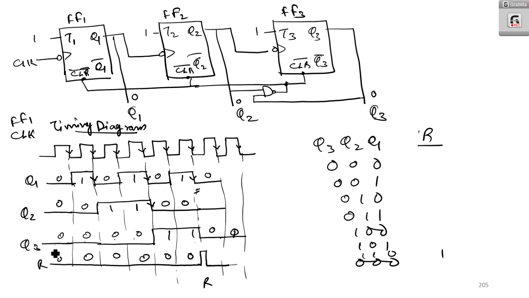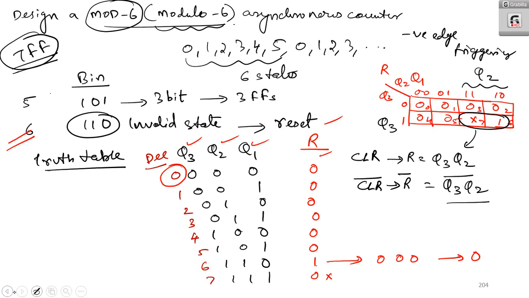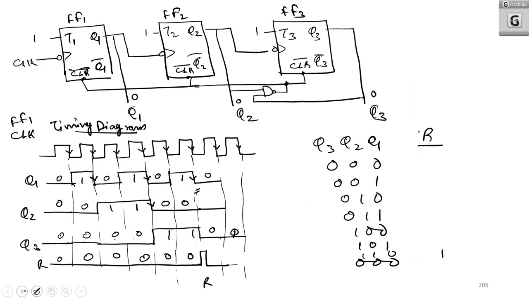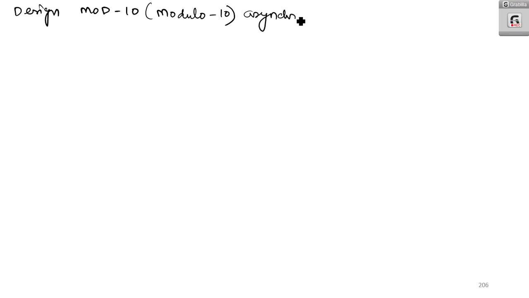Okay. So that is regarding this mode 6 asynchronous counter. Now coming to the next modulus counter we will deal with in this lecture. That is, we are going for mode 10 design, a mode 10, or it is also known as modulo 10 asynchronous counter or ripple counter. This is also known as a ripple counter.